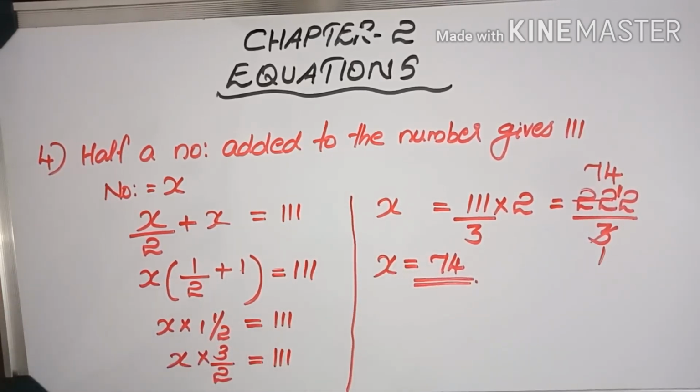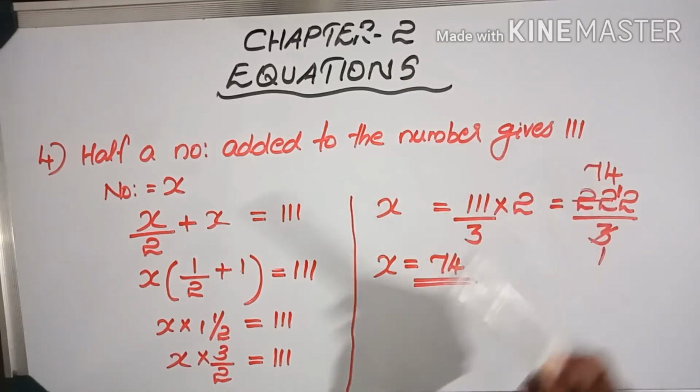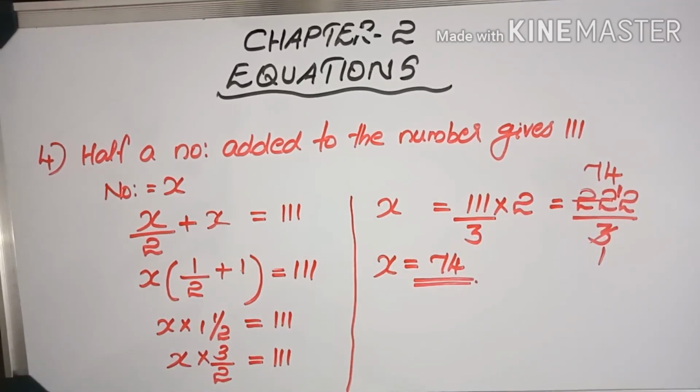74 is the number. So 74's half added to the same 74, we will get the answer as 111. You can check.